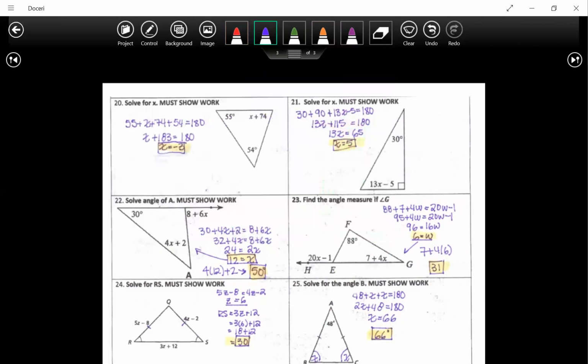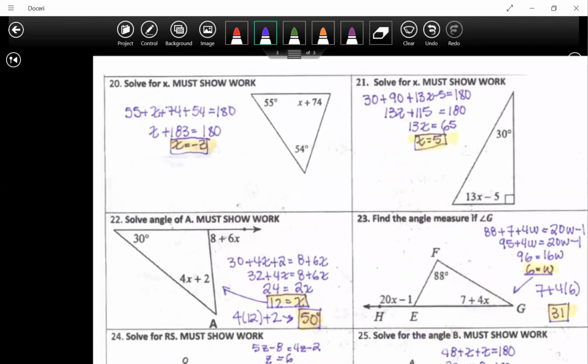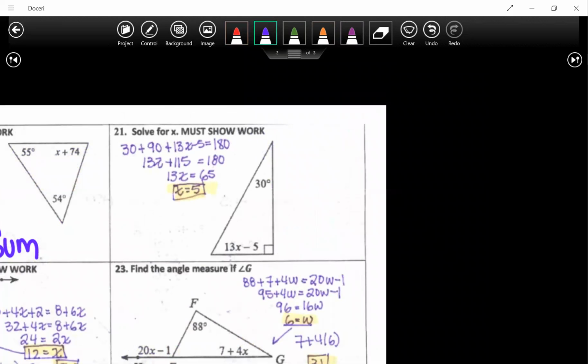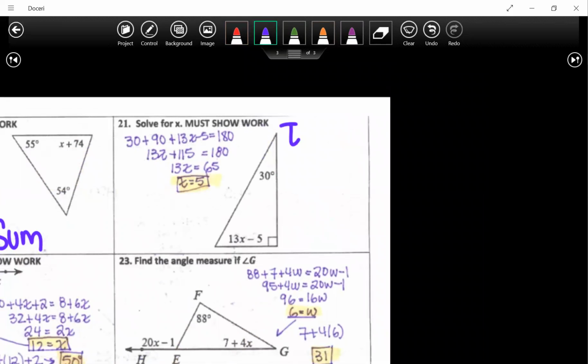The first part of these are straightforward, I think. I'm going to give you what they entail. The first part of this was triangle sum, meaning that the angles must add up to 180. This is also triangle sum. Angles must add up to 180.